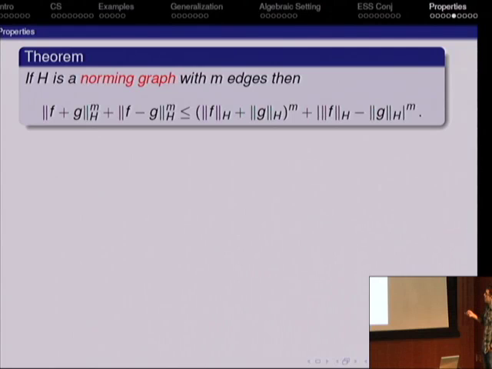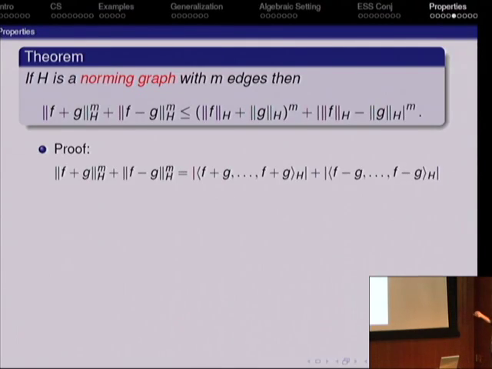Now, how do I prove this? So the left-hand side is really nice now, because I have this m power. I can write it as the product of the th of f plus g and the th of f minus g. Let me write it in this product notation. So that's the left-hand side.